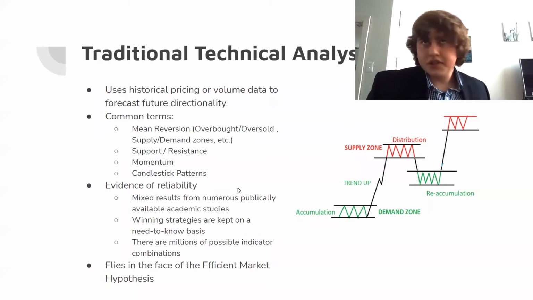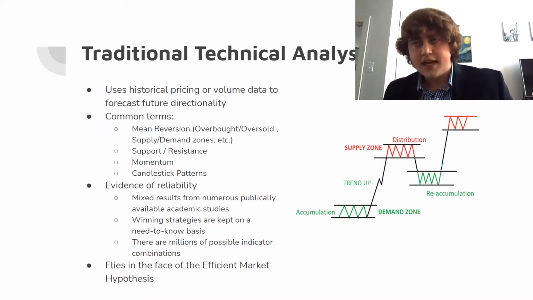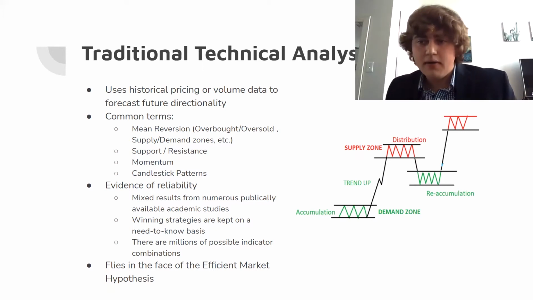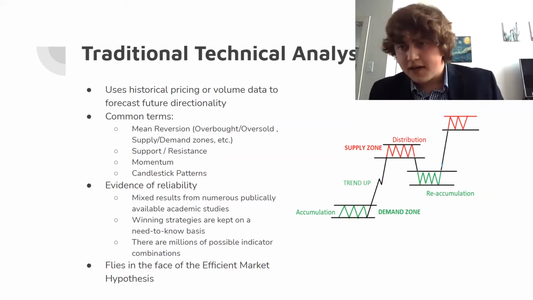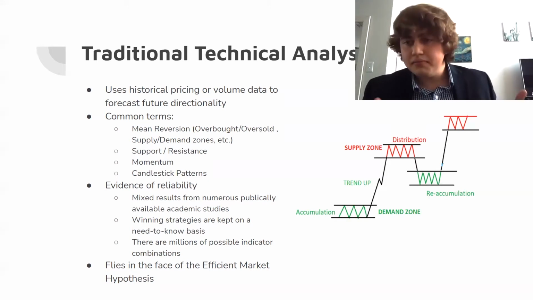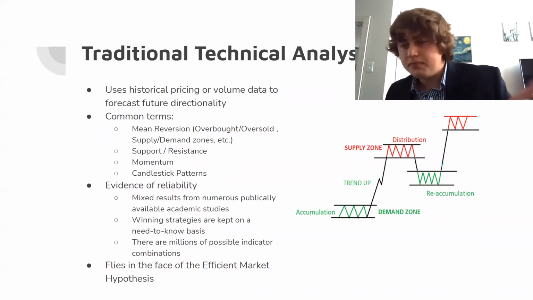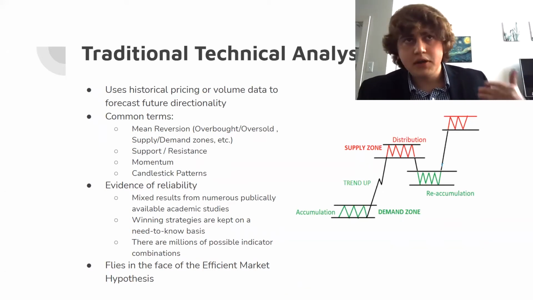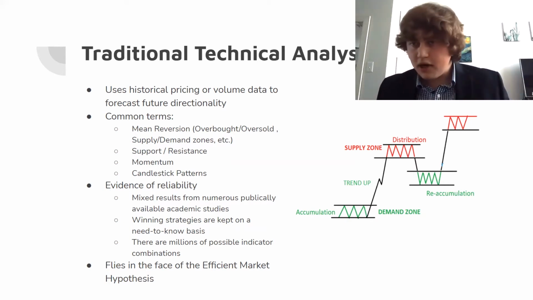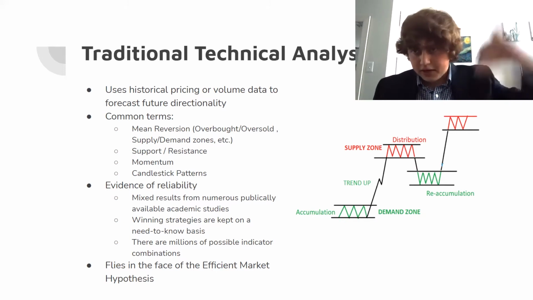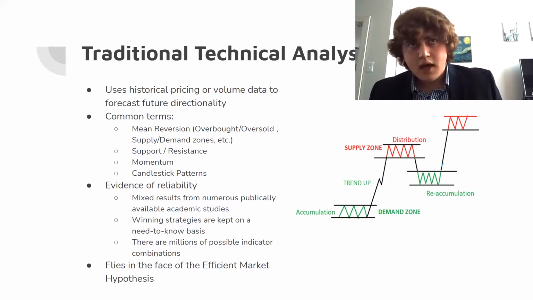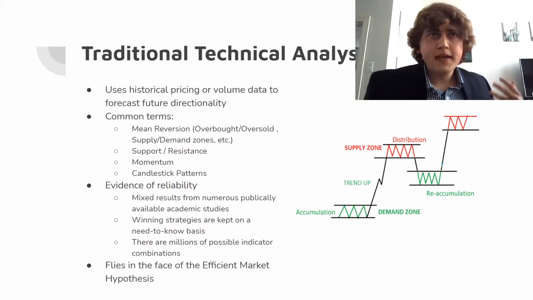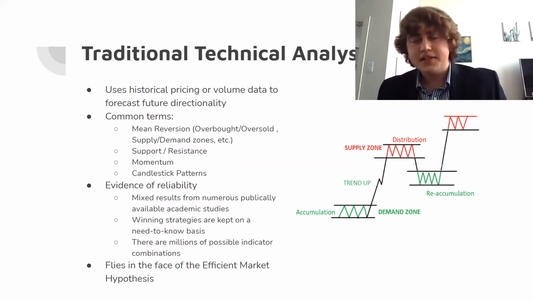Awesome. So traditional technical analysis, what I just asked you guys about, is essentially just any transformation of historical pricing or volume data, right? Oftentimes, there are many common terms in technical analysis. I'm sure many of you have heard these before, but mean reversion: trying to figure out where the fair value of a stock is, and trading towards or against that. This is often thought of as being overbought, oversold, or being in a supply or demand zone.